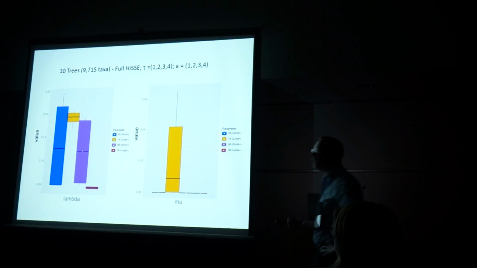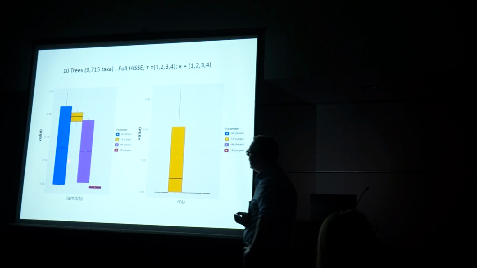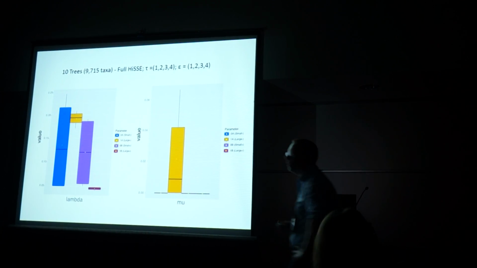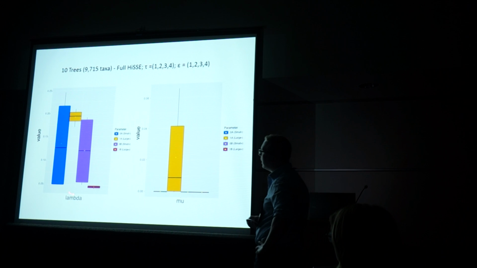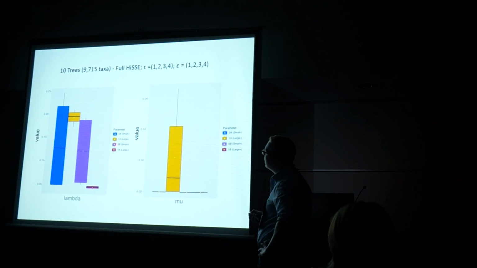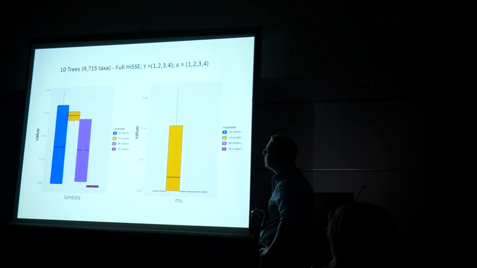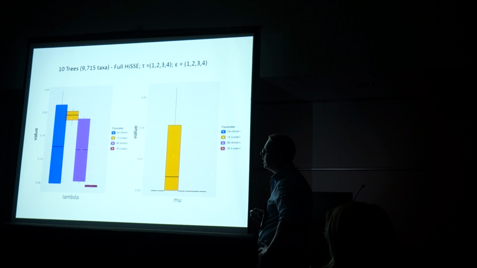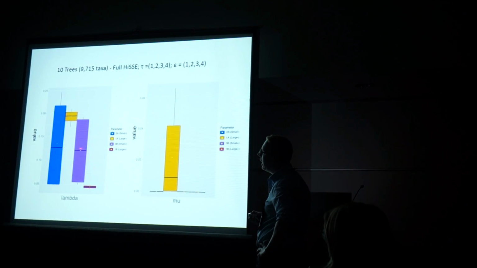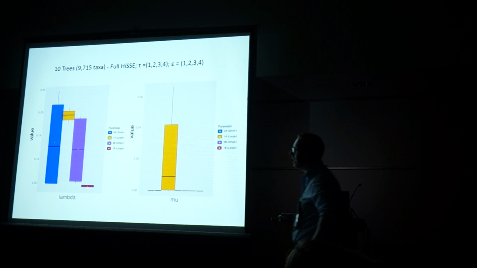Then we look at the parameter estimates, the speciation and extinction parameters. These are what we have here, and again, these are averages over 10 phylogenetic trees. On the left here is speciation rate, on the right is extinction rate. Here, the blue is small body size without the hidden trait. The orange is large body size without the hidden trait. Purple, small body size with the hidden trait. And pink here, large body size with the hidden trait.